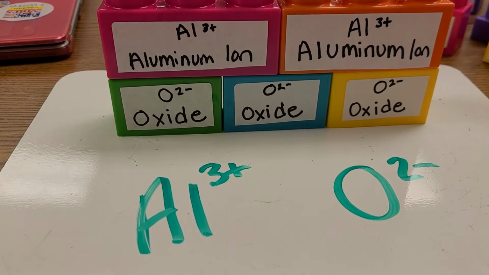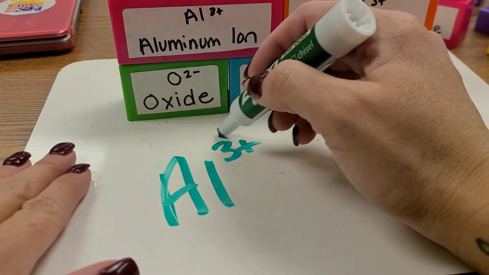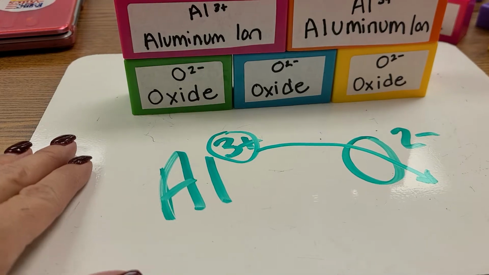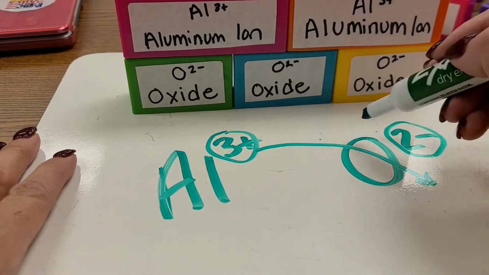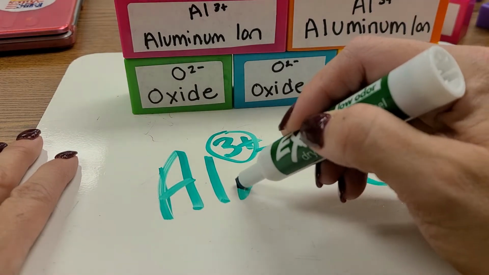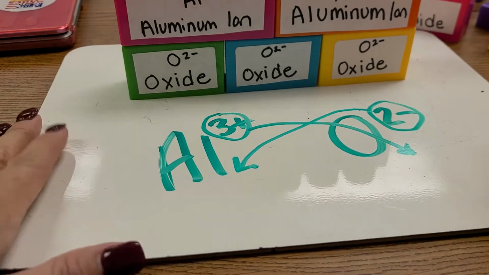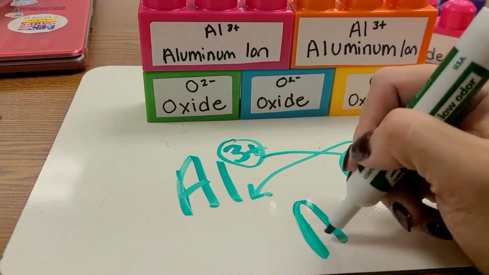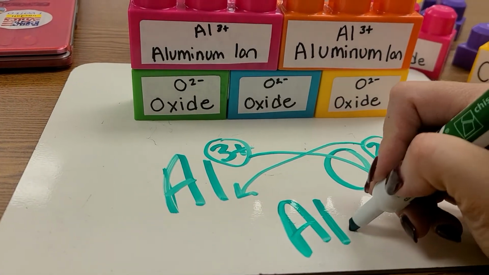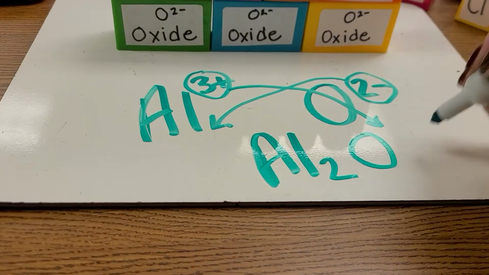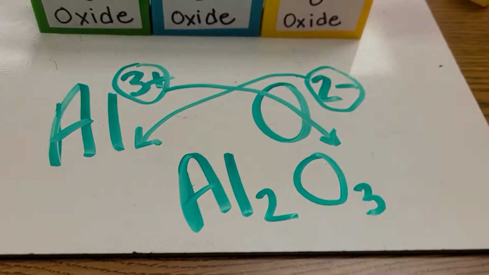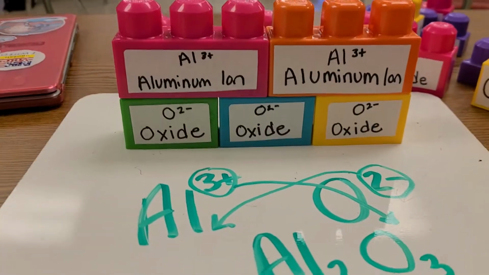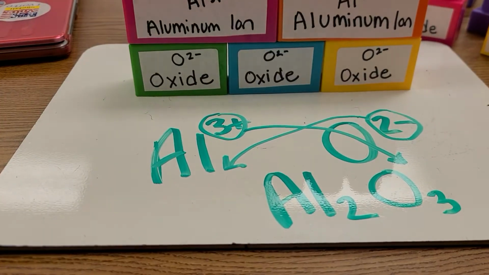So I could also have just crisscrossed the 3 and put it down here to make it be the subscript of the O, and put the 2 to make it be the subscript of the Al. So this compound is called Al2O3, and we call that aluminum oxide. All right, let's try another one.